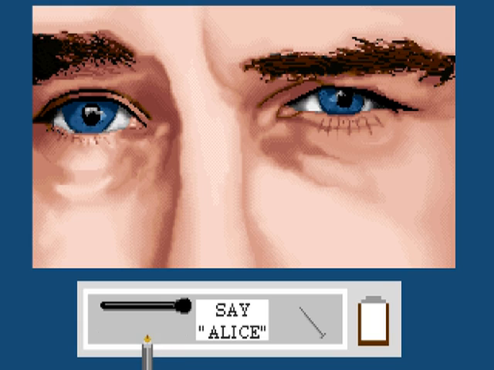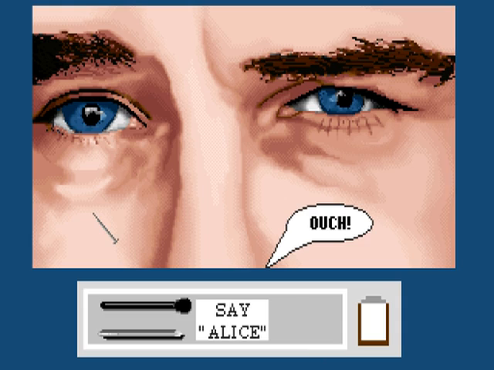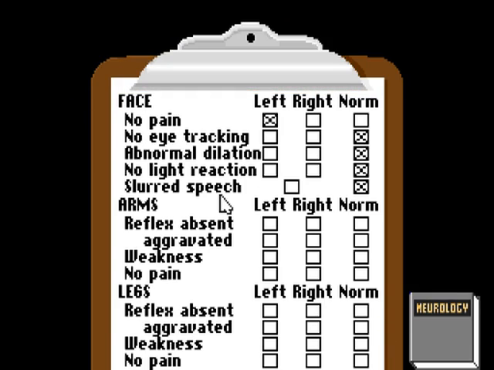Let's check pupil dilation. Yep, they definitely dilated. Let's try face pain. Ooh, there's no face pain on one side. That's important. So, no pain on the left side of the face.